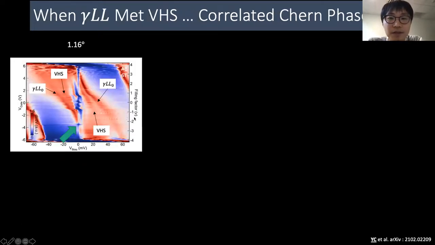So let's look at the spectroscopy at 1.16 degree around the magic angle. With magnetic field, we still see these Landau levels and Van Hove singularities. On the conduction band, the gamma Landau level and Van Hove singularity come closer, but they don't meet at the Fermi energy. However, on the valence side, they just meet at the Fermi energy, and they somehow open a gap here.